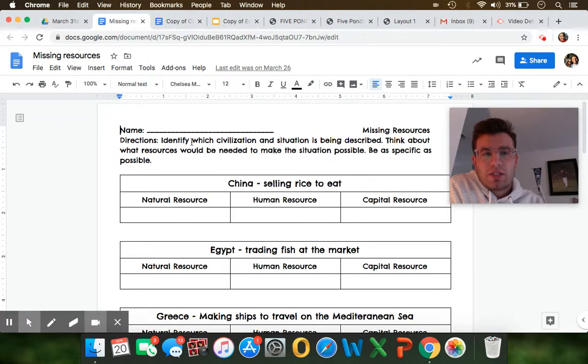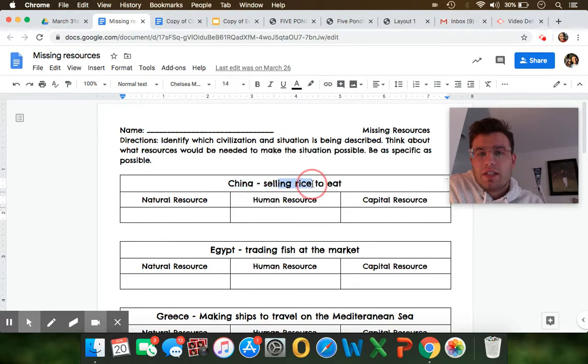Here's how it works. So you're going to identify which civilization and situation is being described. What I mean by that is, look at the top. It says China, and the situation is selling rice to eat. So first identify that. And then I want you to think about what resources would be needed to make that situation possible. So basically, what do you need to do that job? If that was you, what would you need? Be as specific as you possibly can.